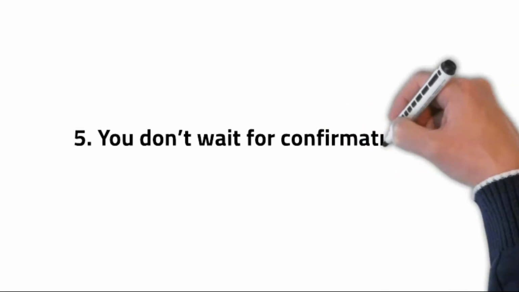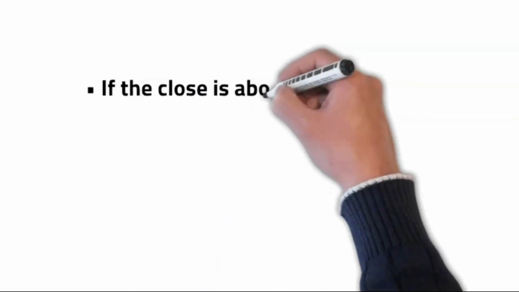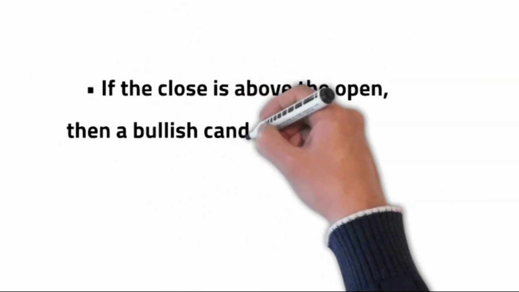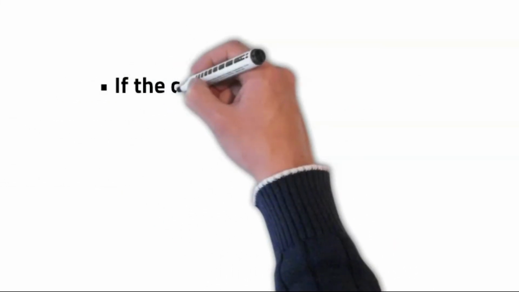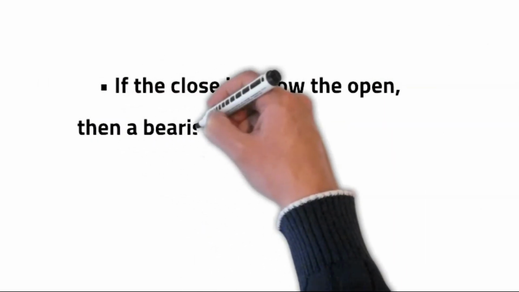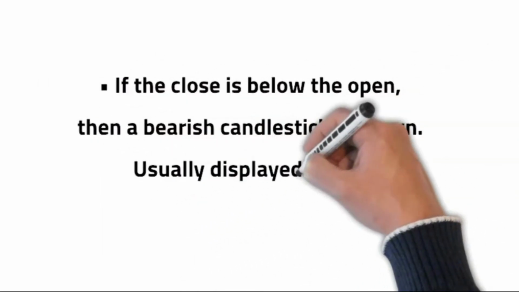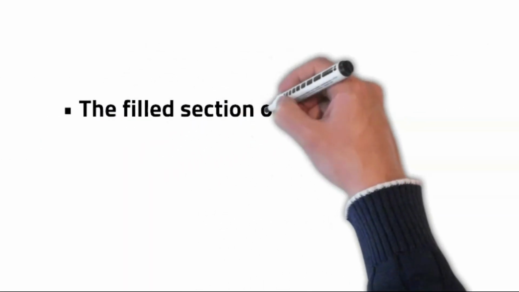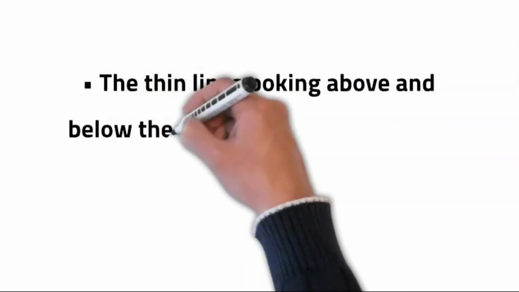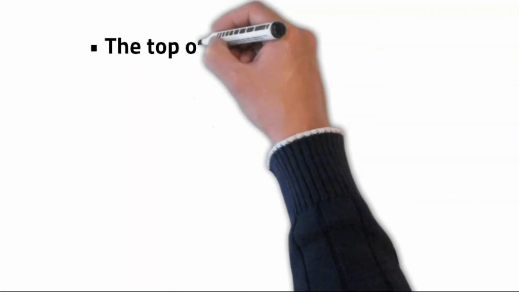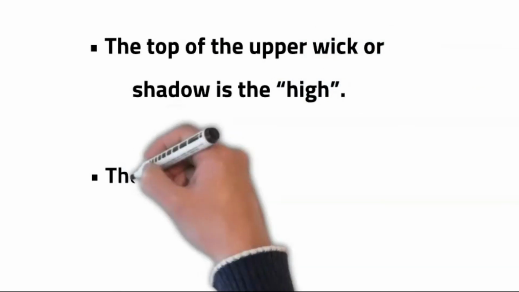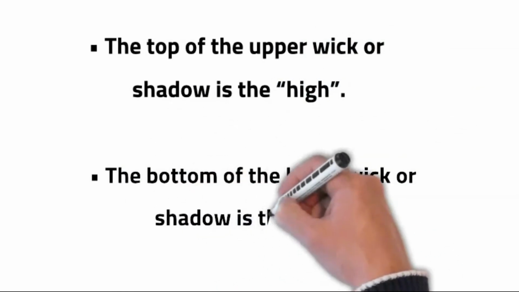Let us now review what we have learned about Japanese candlesticks in this lesson. If the close is above the open, then a bullish candlestick is drawn, usually displayed as green. If the close is below the open, then a bearish candlestick is drawn, usually displayed as red. The filled section of the candlestick is called the body. The thin lines poking above and below the body display the high-low range and are called wicks or shadows. The top of the upper wick or shadow is the high. The bottom of the lower wick or shadow is the low.